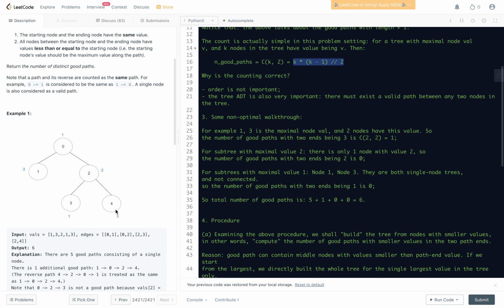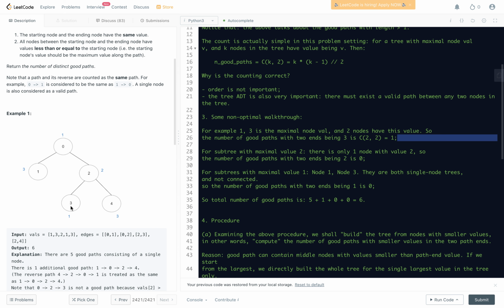So the largest value in this tree is 3, right? So we have 2 3s, right? So then the number of good paths with 2 ends being value 3 is 2 choose 2, that is 1, right? So if we look at the next largest value, that is 2.